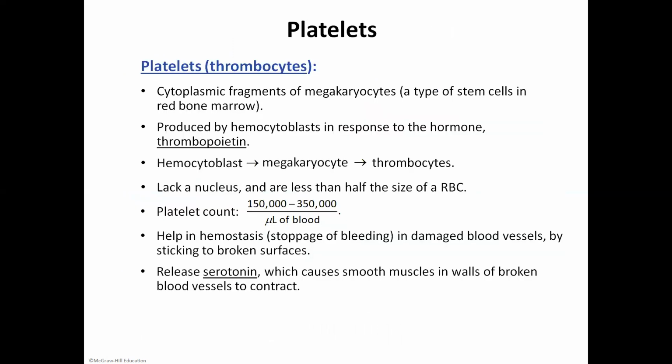All right, and then finally, we have those little fragments from the megakaryocytes. They are known as platelets or thrombocytes. Their goal is to help with hemostasis, which is the formation of blood clotting and helping to stop bleeding. What happens is they release serotonin, which causes smooth muscles to contract. And we'll discuss a little bit more about hemostasis coming up momentarily.